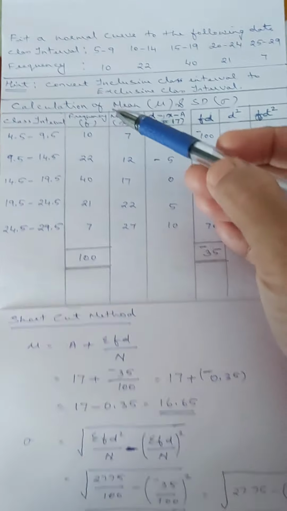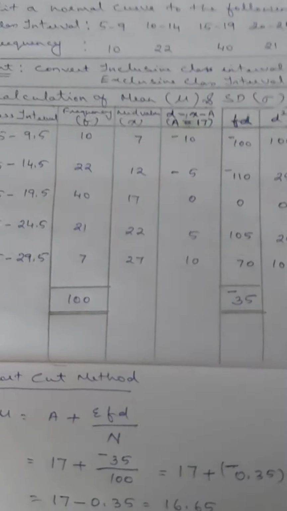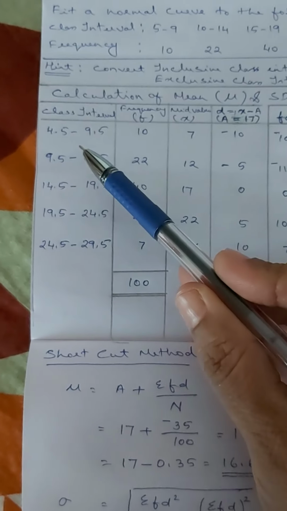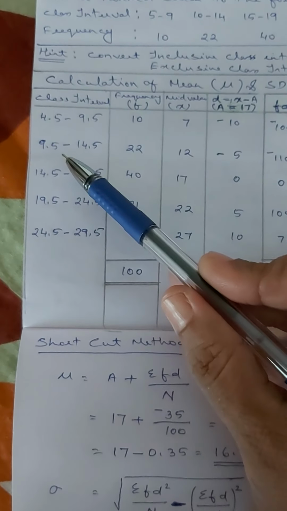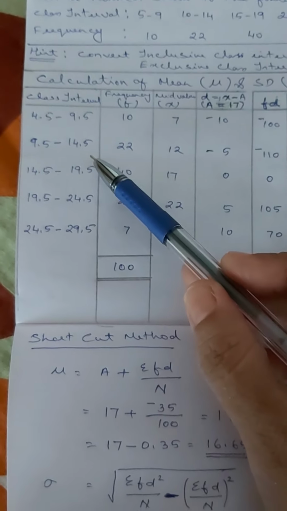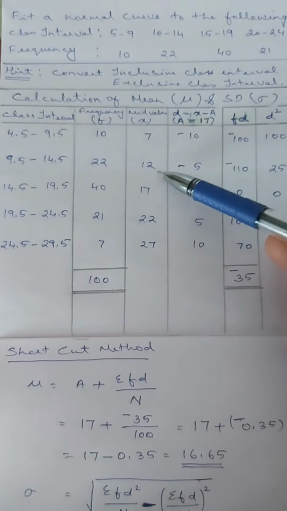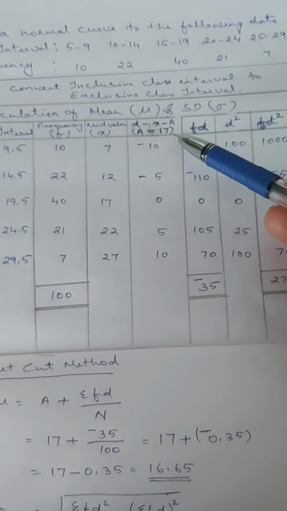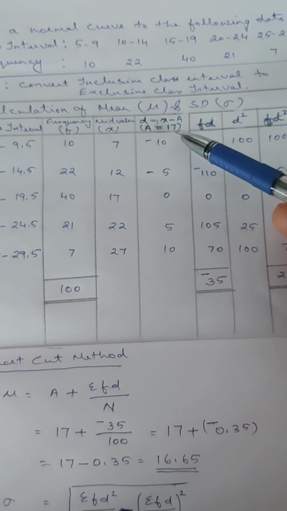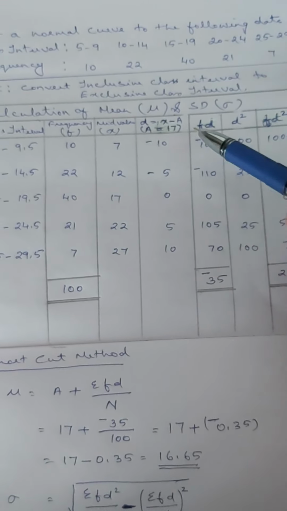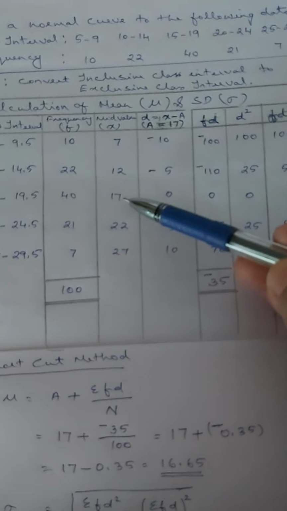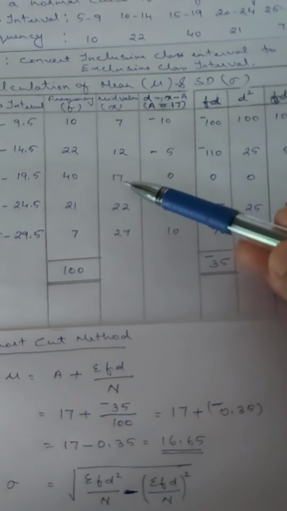So calculate the mid value, that is x: 4.5 plus 9.5 divided by 2, then 9.5 plus 14.5 divided by 2, and so on. So that is 7, 12, 17, 22 and 27. Then calculate d. d is equal to x minus a. A is the assumed value or assumed mean. Here the assumed mean is taken as 17, that is the mid value, the middlemost value.